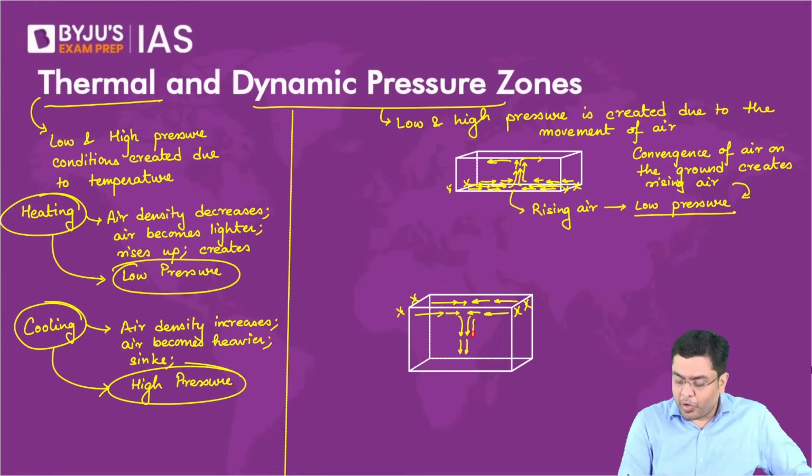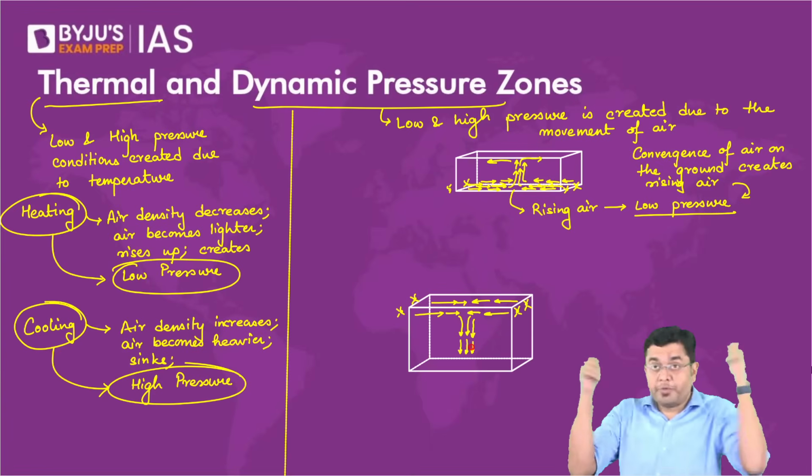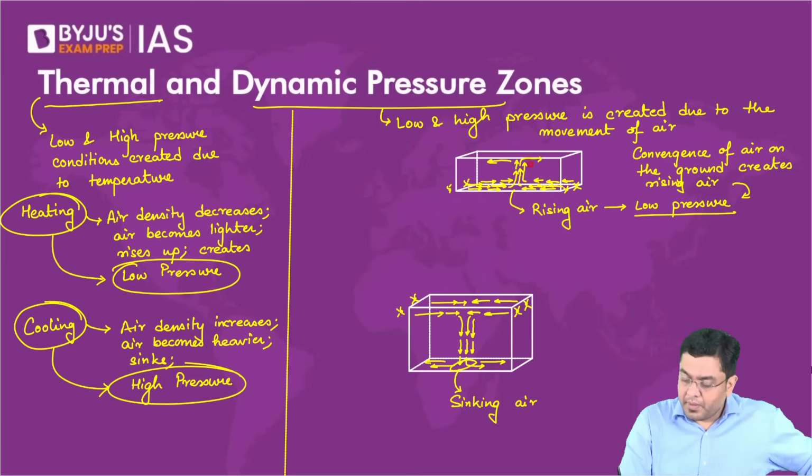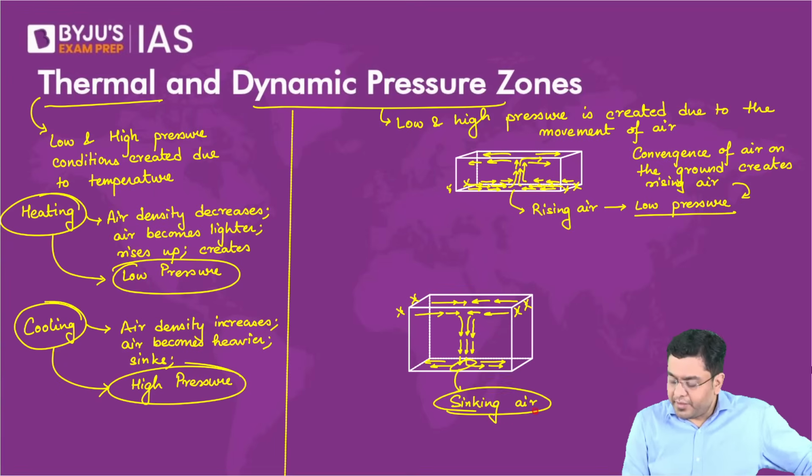It does not readily want to come here, but because the air has got no other place to go, because it is converging from both sides on the top, that is why it sinks down. And as it sinks down, that is when it will start to diverge. So on the ground surface here, it will end up creating a condition of sinking air. And sinking air is associated with high pressure.